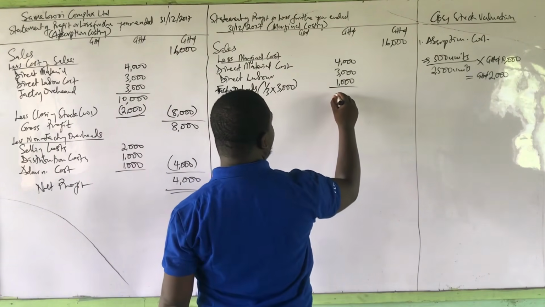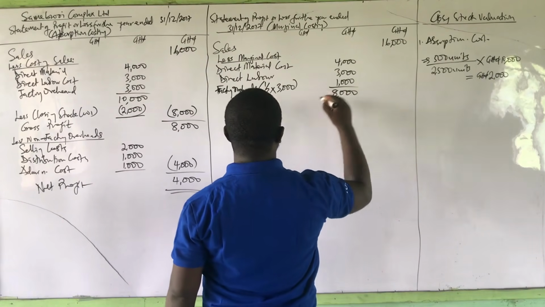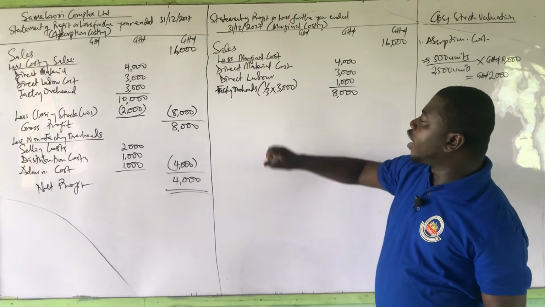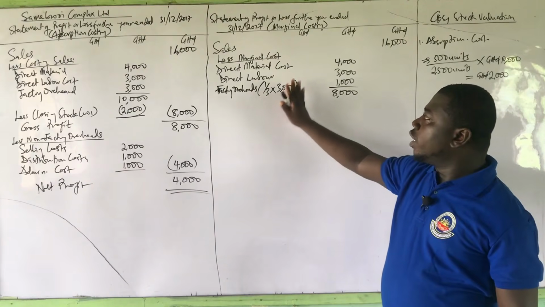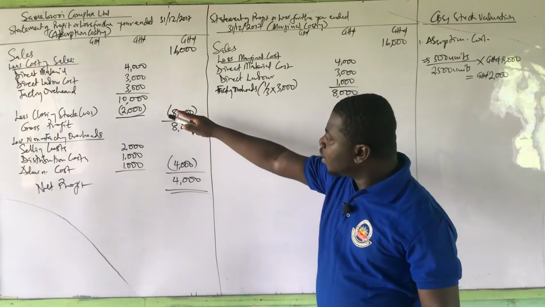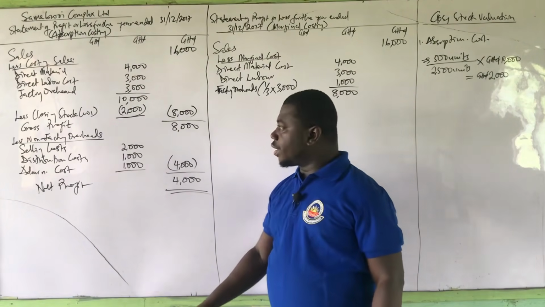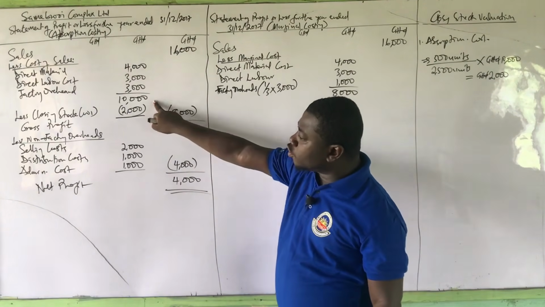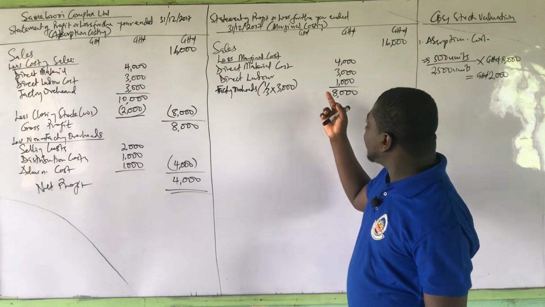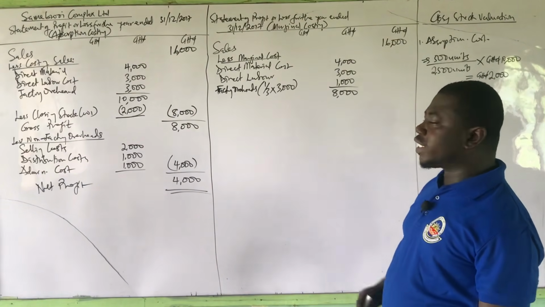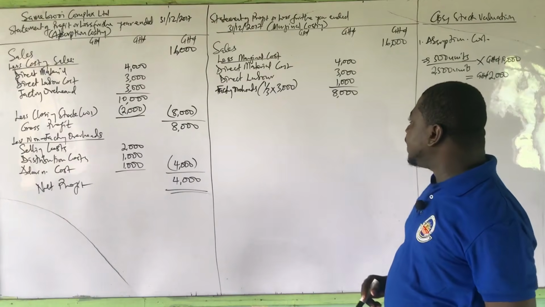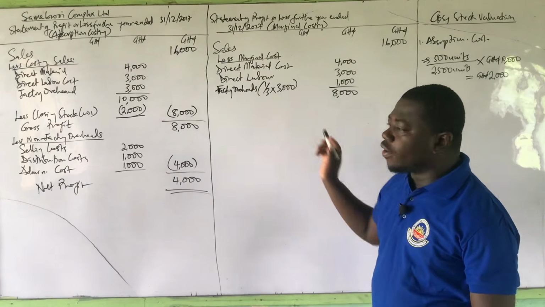So our cost of production becomes 8,000. So you see that we only factored 1/3, which is variable over here. But when we were doing the absorption costing, we took all the 3,000 and that gave us a total cost of production of 10,000. And over here we are going to have a marginal cost of production of 8,000. Then we take out the closing stock.